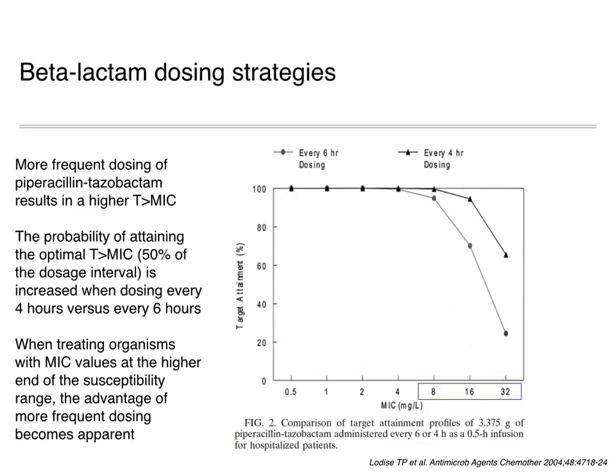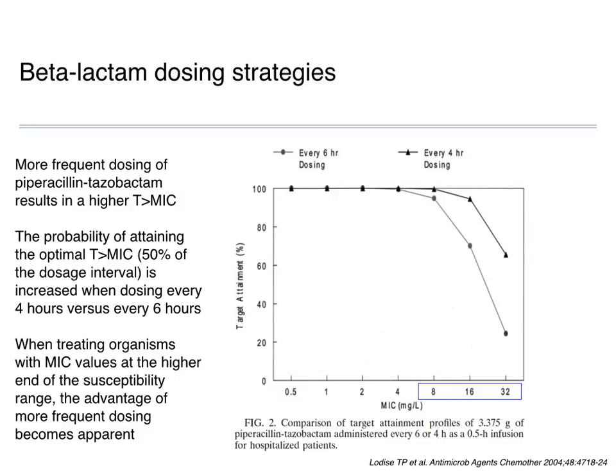And so this shows basically the relationship between every 6-hour dosing of piperacillin tazobactam and every 4-hour dosing of piperacillin tazobactam. Piperacillin tazobactam used to be standardly dosed every 6 hours. We now dose this drug more frequently, every 4 hours, with a smaller dose. So the total daily dose becomes the same.